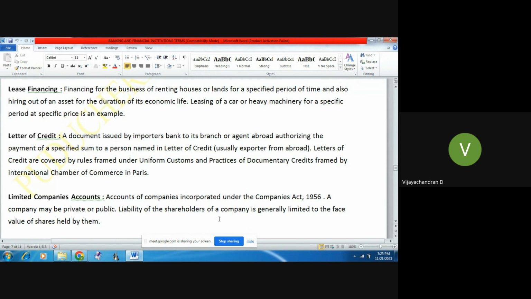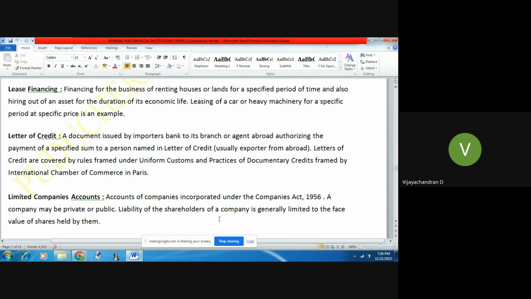Whereas in the case of a financial lease, it is a long period. It will be for 15 years, 20 years like that. As the name suggests, it will finance the lessee. So the lessee can be financed. It will be for the long period. So all the maintenance and repair charges will be borne by the lessee.